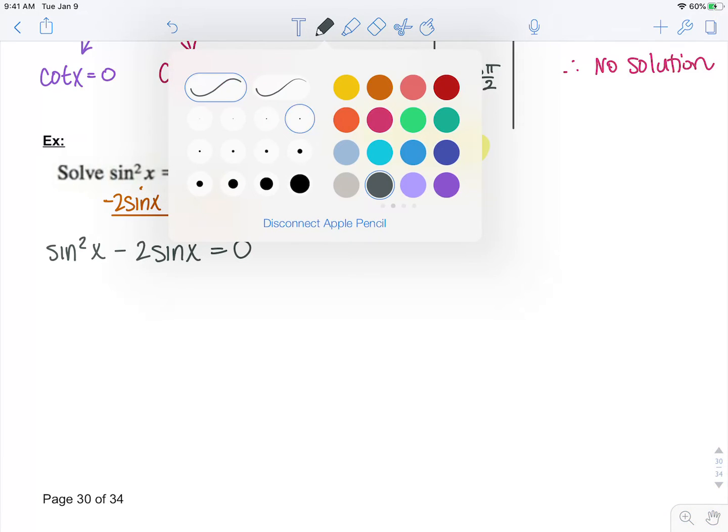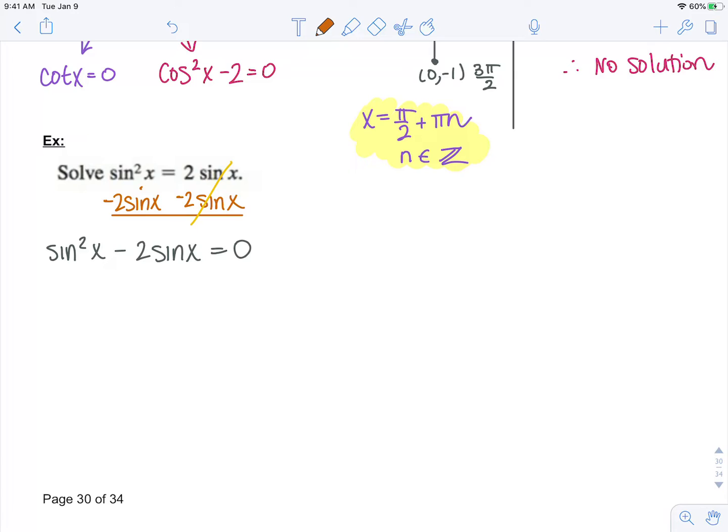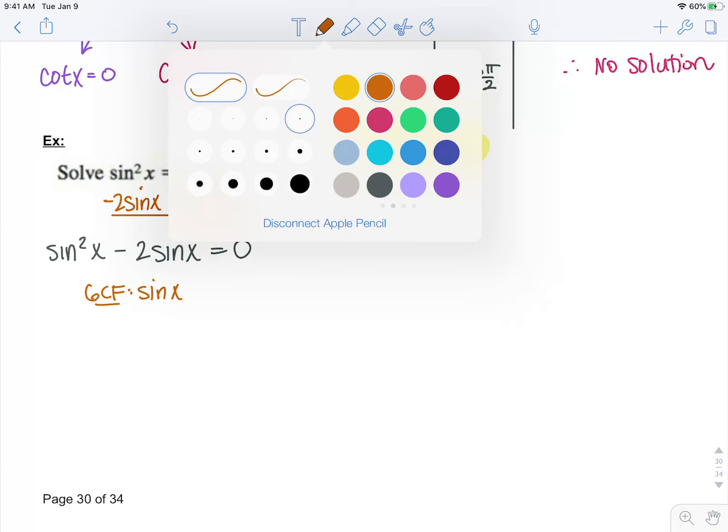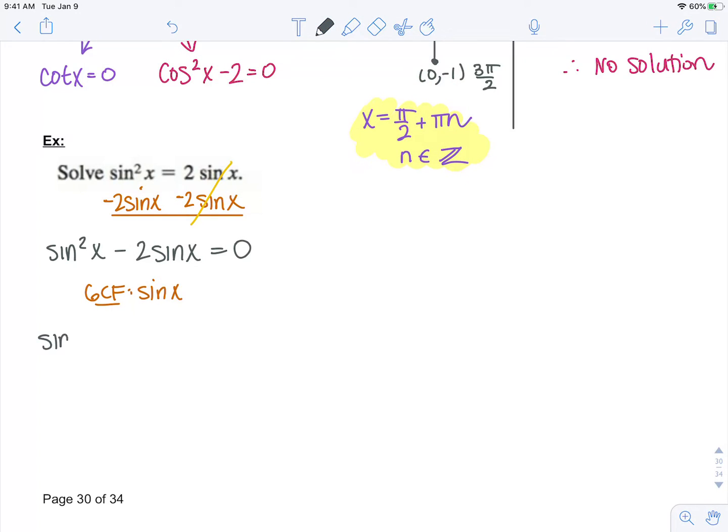Now, when we're factoring, the first thing we should always check for is a GCF. And I see that my GCF is sine x out of these two terms. So if I factor out sine x, that leaves sine x minus 2.